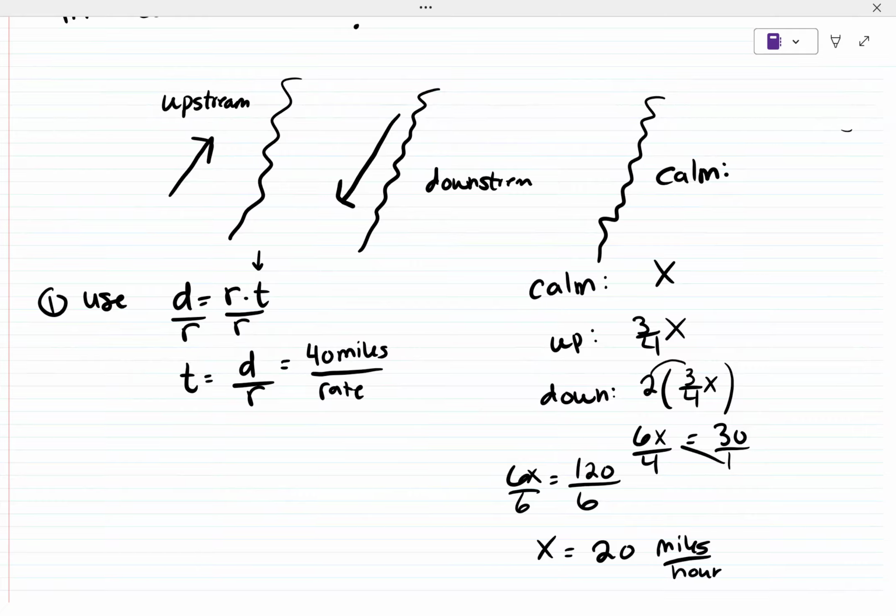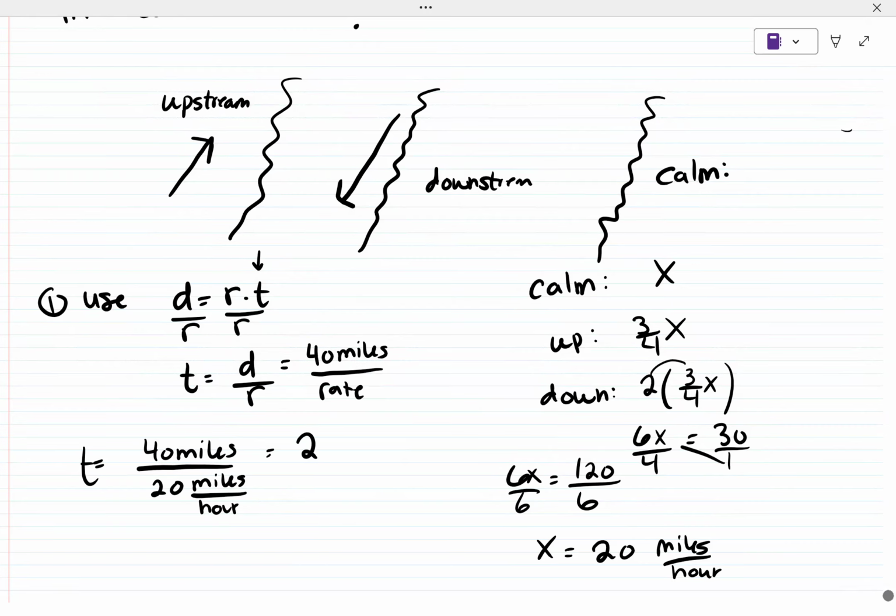Okay, so we can find our time now, right? So our time is distance over rate. So our distance was 40 miles. Our rate was now 20 miles per hour. Now 40 divided by 20 comes out nicely as 2. But if you look carefully, our units will become hours.